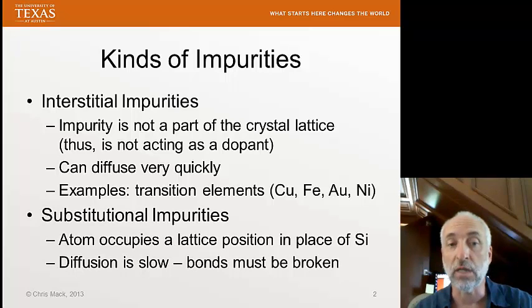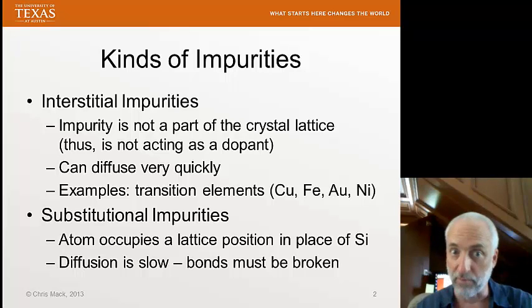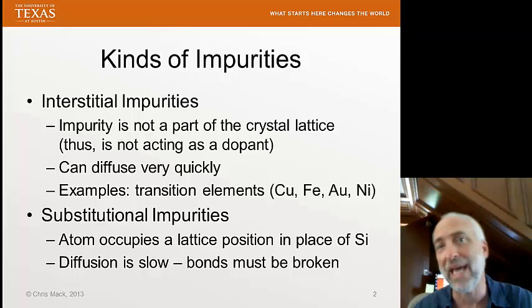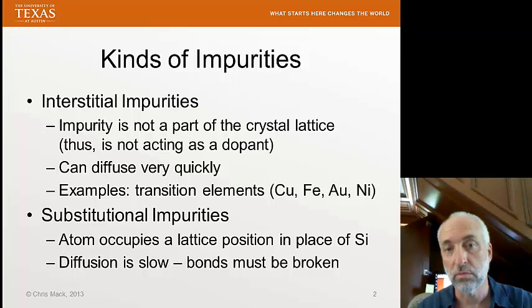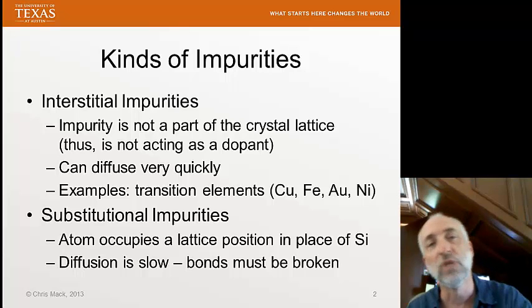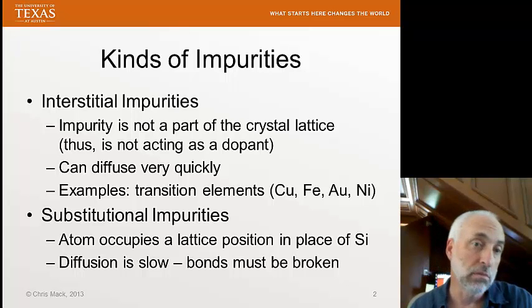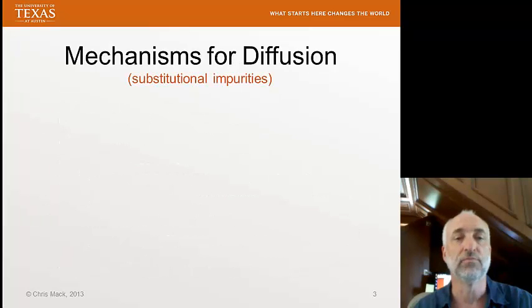Dopants, on the other hand, are substitutional impurities. Atoms that occupy a lattice position in the silicon lattice, that is, that they replaced a silicon atom. Here the diffusion is going to be quite slow because in order to get that atom to move, bonds have to be broken. So that's the key thing we're going to look at here: what it takes to get one of these atoms to move from one lattice site to another lattice site, and what kind of energy is required to get it to move.